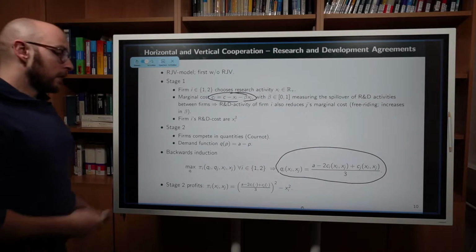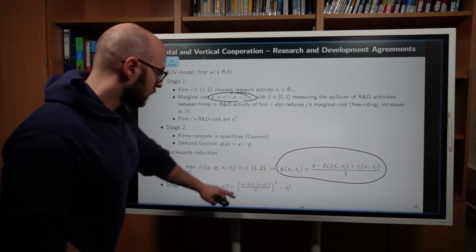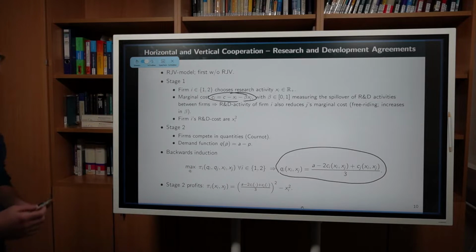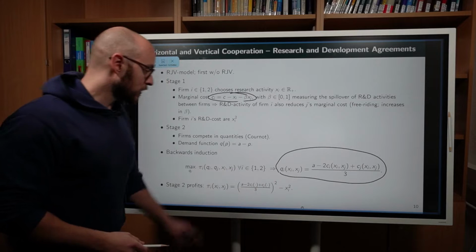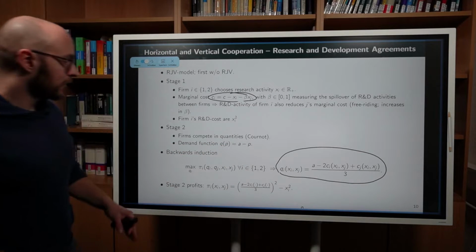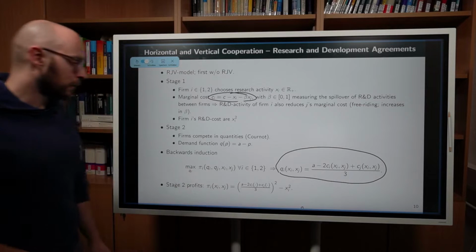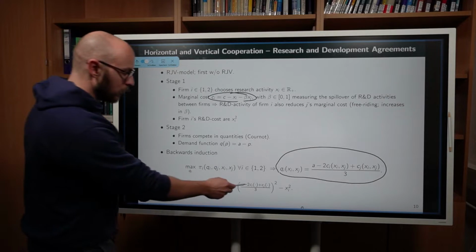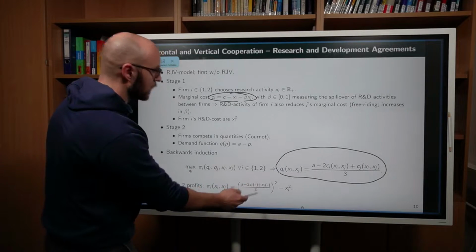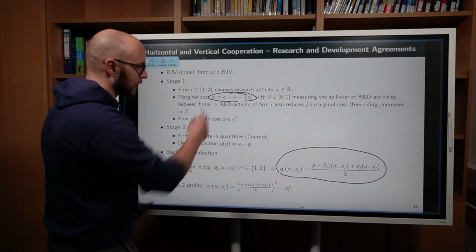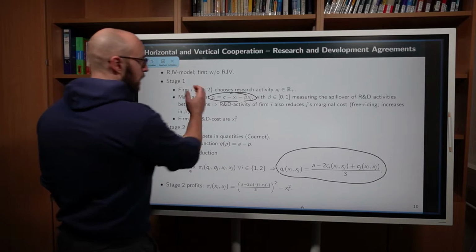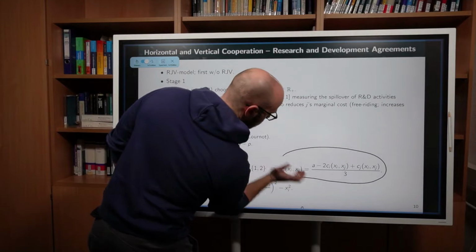Okay, so if we do that, then we can determine our equilibrium profits as well. So just using this expression and determining prices and then determining indirect profits, then we are left at this expression here. And here we again have Ci and Cj as functions of xi and xj.